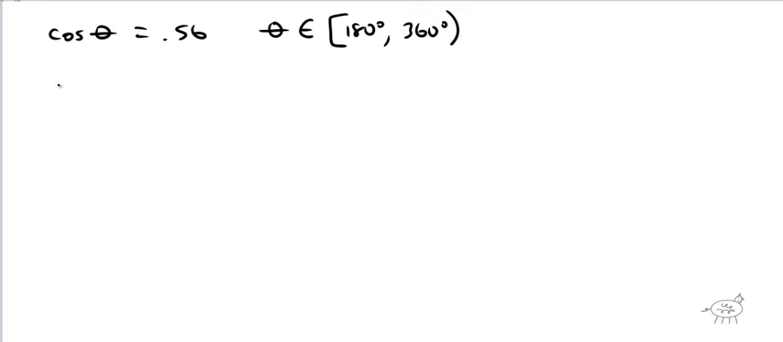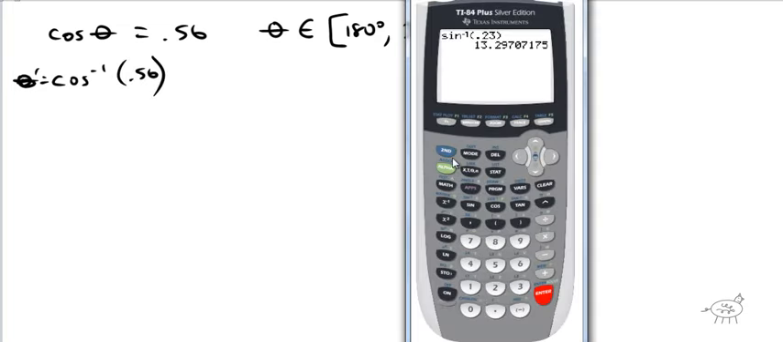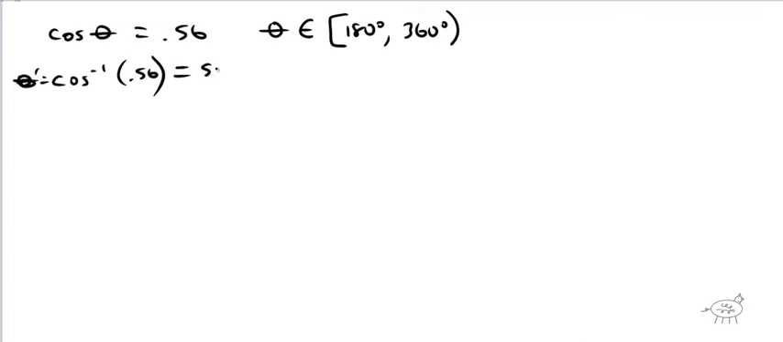All right, so the first thing I'm going to do is inverse cosine to find theta prime. Inverse cosine of 0.56. So let's do that in the calculator here. Inverse cosine of 0.56. And I got 55.9. So it's equal to 55.9 degrees. Again, that's a reference angle, and let's actually sketch where we're at.